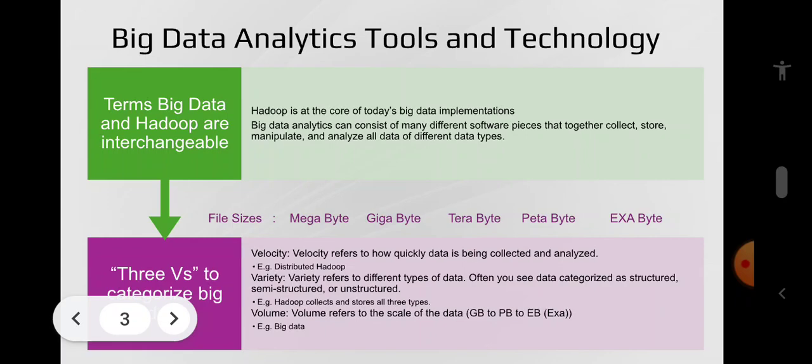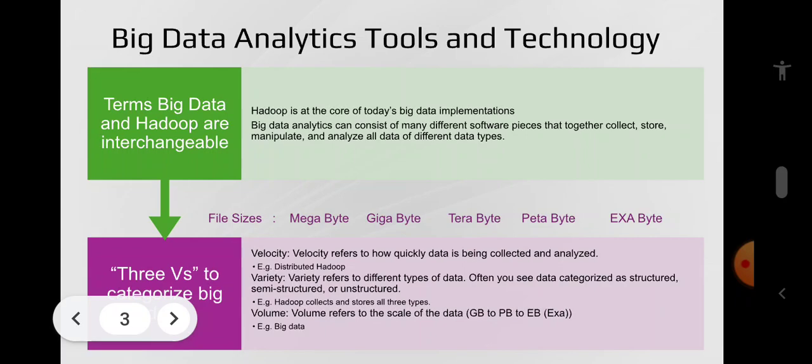When we talk about big data, there are basically three V's inside big data to categorize it. The first is velocity. Velocity means that inside big data, the speed of the data is important. So velocity refers to how quickly the data is being collected and analyzed.